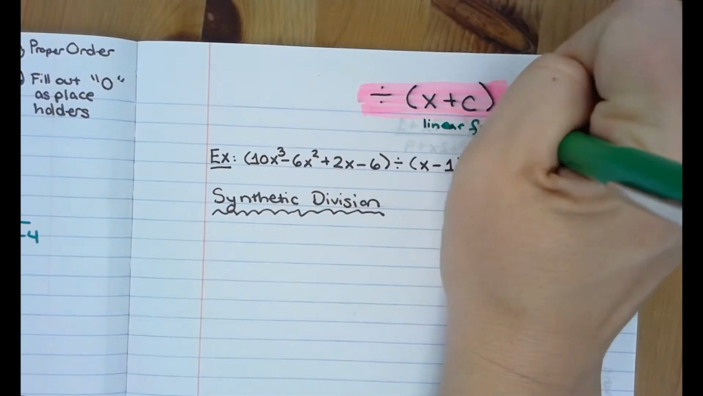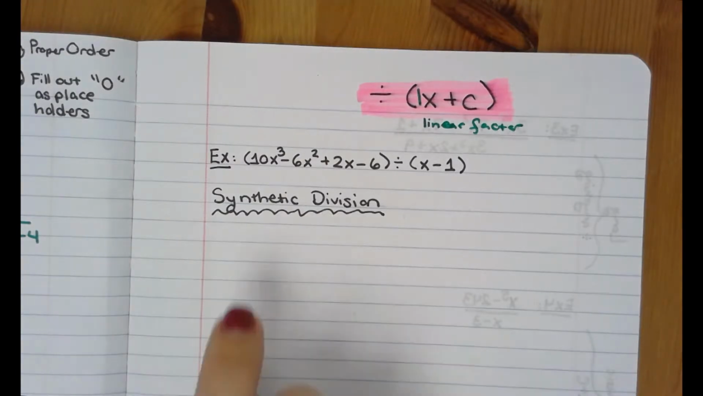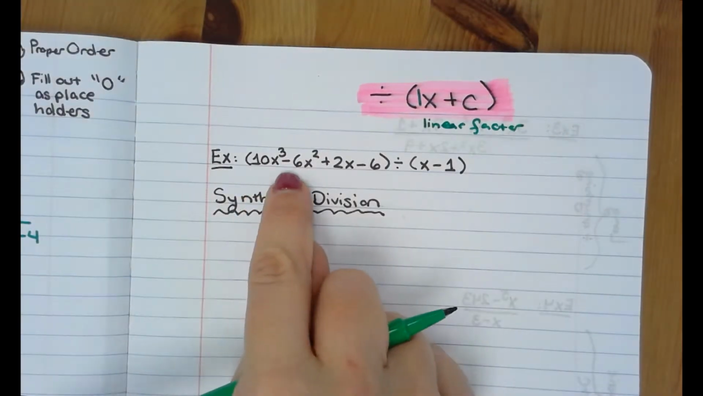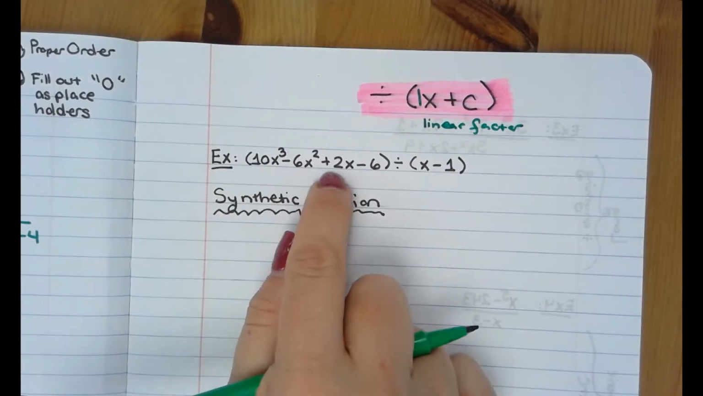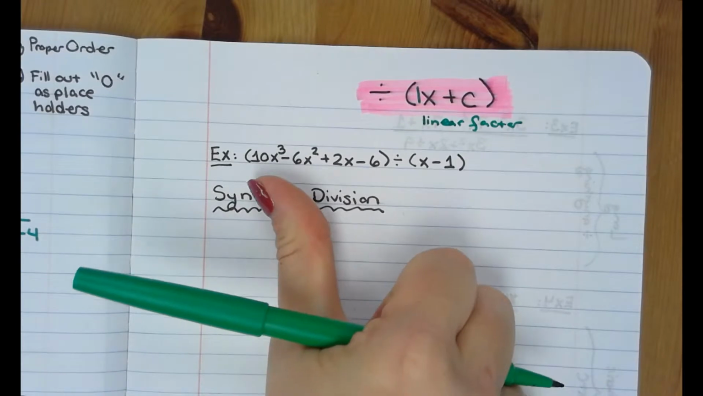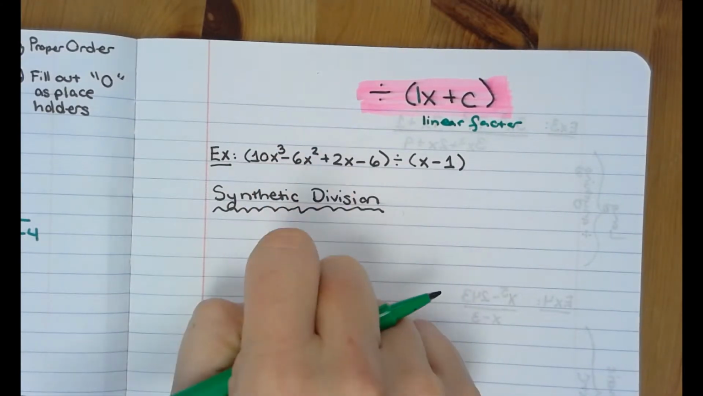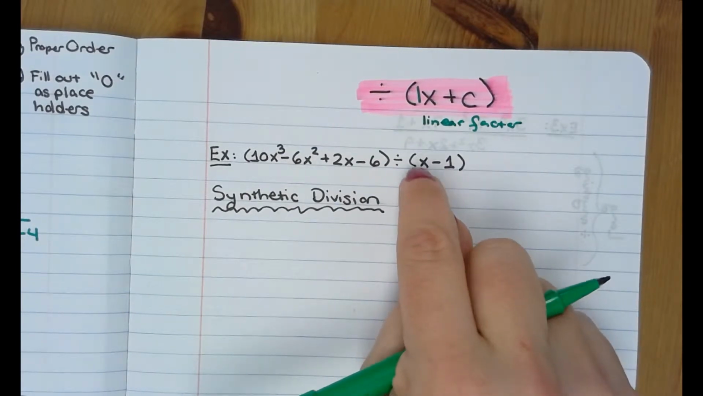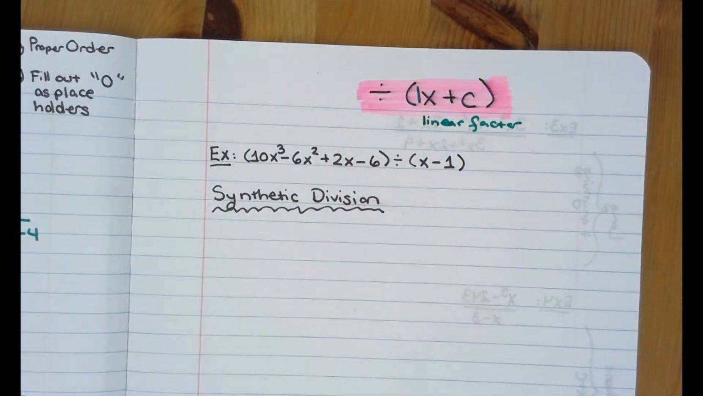When we are dividing by something that says 1x plus or minus a number, then we can use that synthetic division, which I heard somebody talk about a little bit earlier. Okay, so here's the problem at hand. I want to take 10x cubed minus 6x squared plus 2x minus 6, and I'm going to take a look. Is that in proper order? Check number 1. Check number 2. Am I missing any terms? No. Okay, take a look at your linear factor, x and then a number. Okay, proper order. Are you missing any terms?